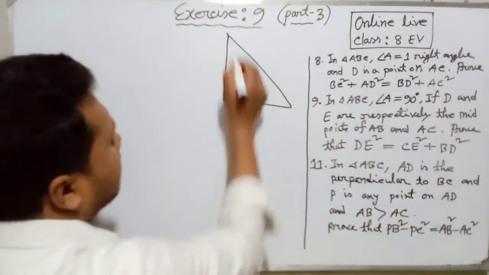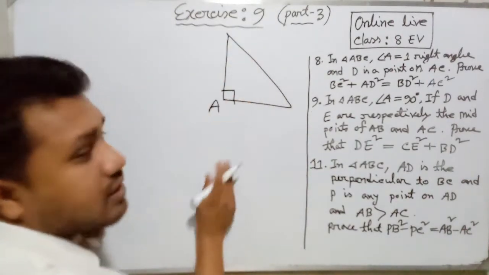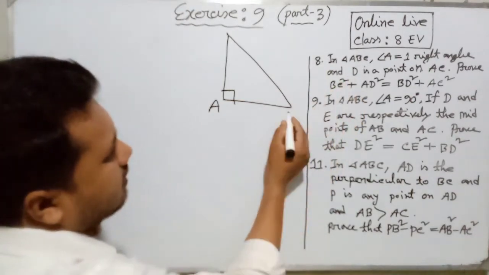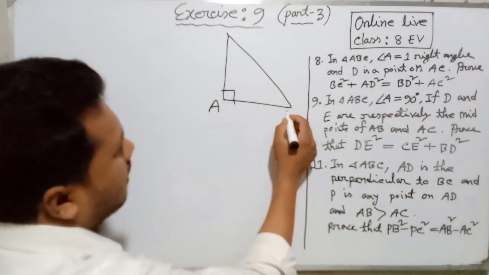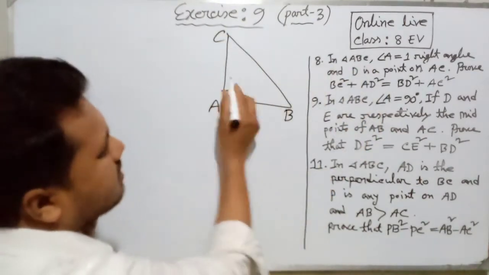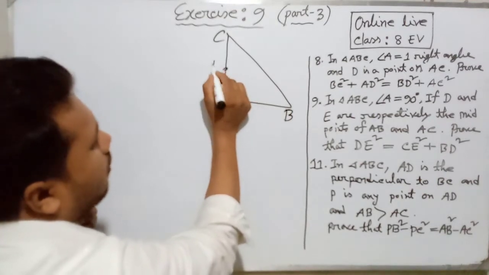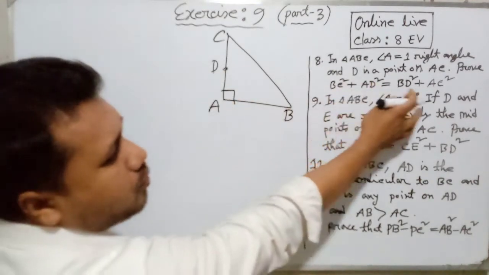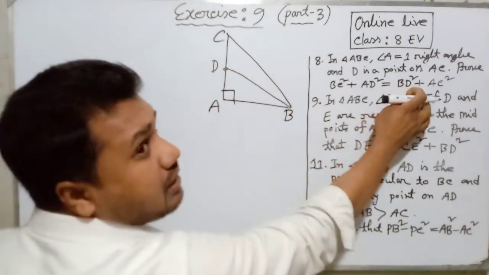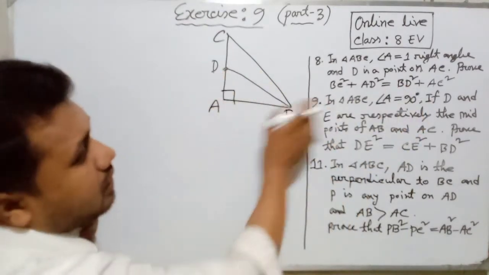Suppose this is A, this is a right angle, 90 degrees. And now look, suppose this is our B and this is our C, and D is the midpoint on AC, so it is the midpoint of AC. Now we have to prove that, so we can join B and D, because this is BD, so join BD.